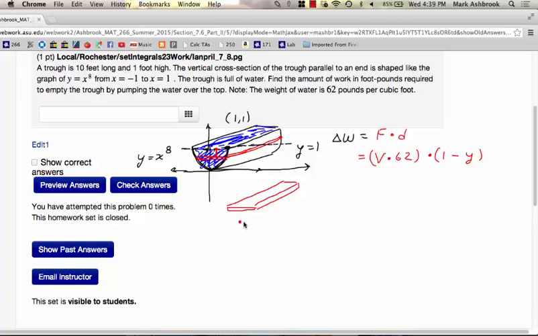Now what's the volume of this? The volume is length times width times height. The height is delta y. The length is 10 in my problem. What's the width of this thing? From here to here is the x coordinate, so all the way from here to here would be 2x. But we're doing it in terms of y, so we need x in terms of y. So the width is going to be 2y to the 1/8. Did you catch it?